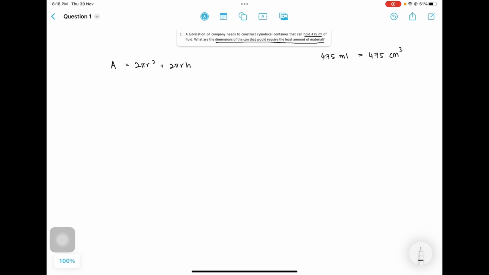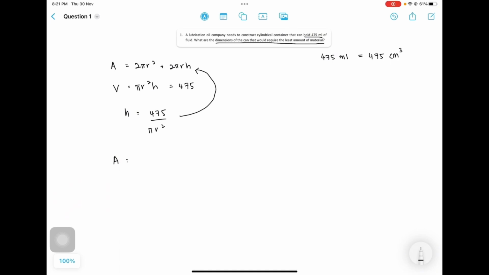Okay, next, the formula of volume is equal to pi r square h, and it is equal to 475. From this formula, we can express h in terms of r, where h is equal to 475 over pi r square. Next, we have to put the h into this formula, where A is equal to 2 pi r square plus 2 pi r times 475 over pi r square.